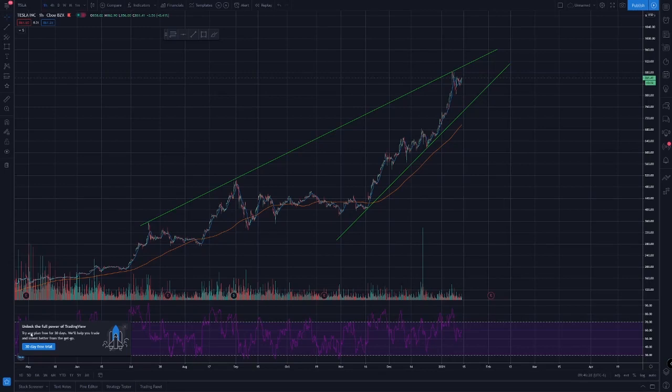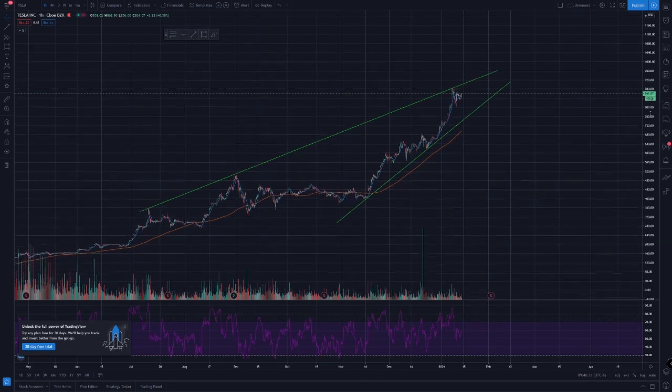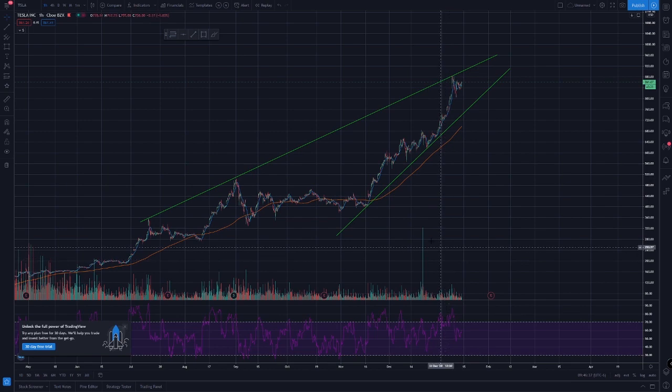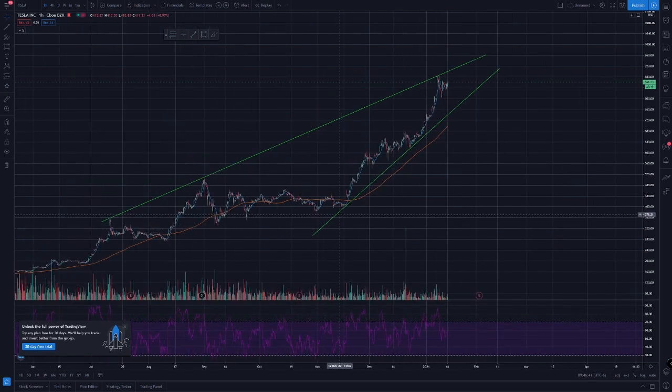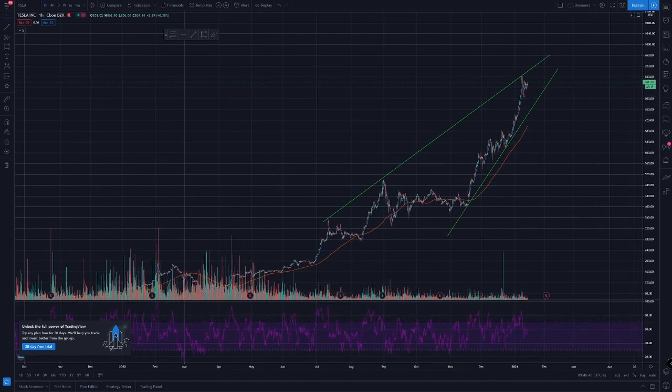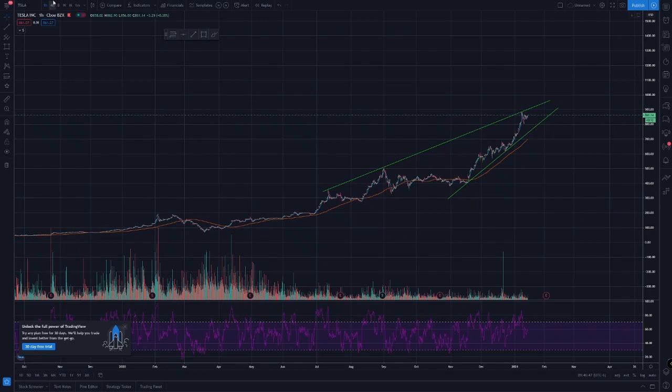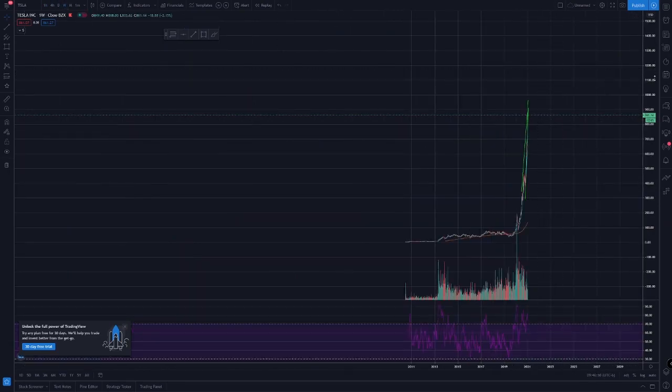Hey guys, wanted to check out the price of Tesla, and this thing's been going up like crazy. So let's take a look at it. Okay, so I put the trend lines down, the first ones. Let's see. I think that's the hourly. We're on the hourly right now. This is the daily.